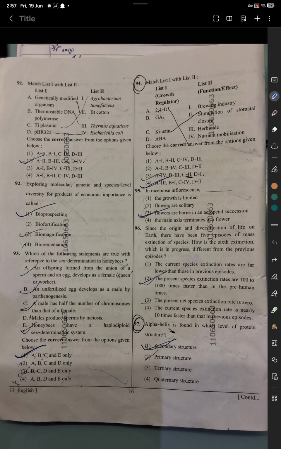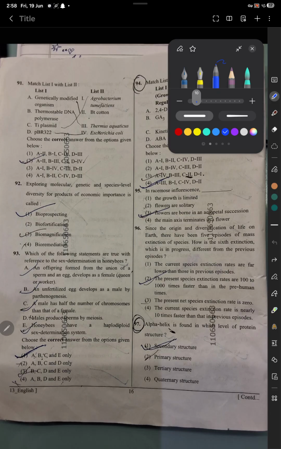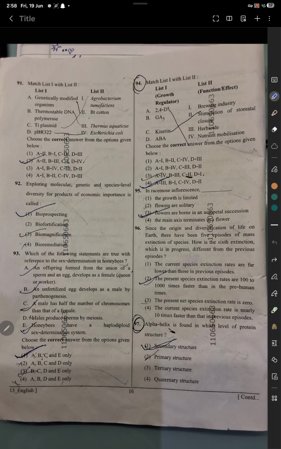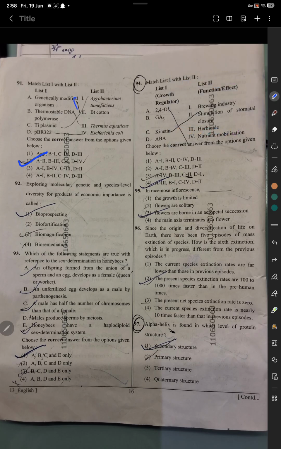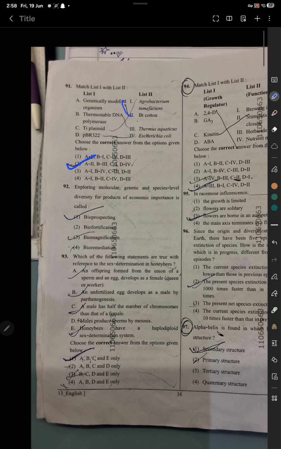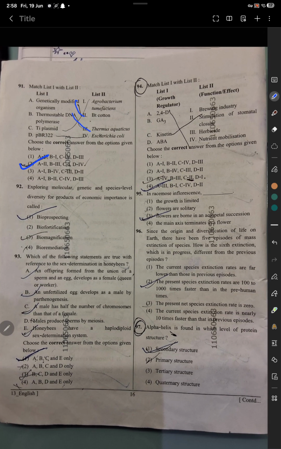So let's start from question number 91. We're gonna keep it real quick, I'll just tell you the answer. Question number 91 is match the following type, and option number 2 is the correct answer. We'll match it here, like genetically modified organism is Bt cotton, and for thermostable DNA polymerase is this option number 3, and for Ti plasmid is this, and for option D is this.